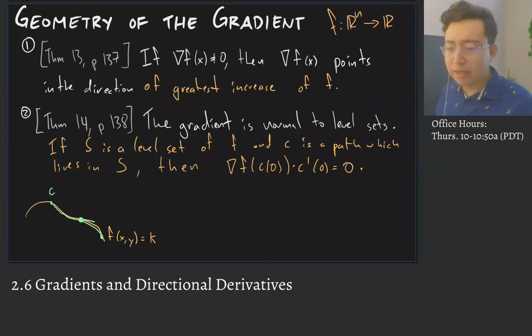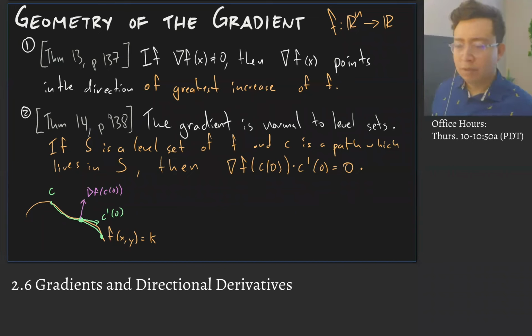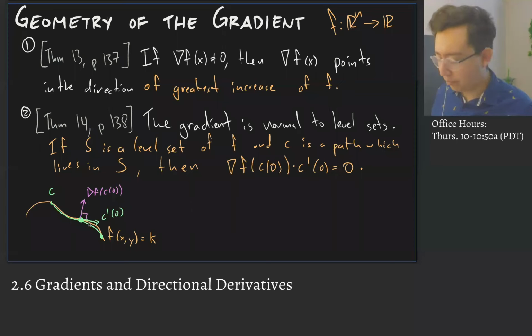Then you pick a certain point along this path, and the derivative of this here is C prime at 0, and then the gradient is going to be orthogonal to this, because the dot product is 0. That means that they're orthogonal. So this here is going to be the gradient of f at c of 0, and they're going to form this right angle right here. Okay.